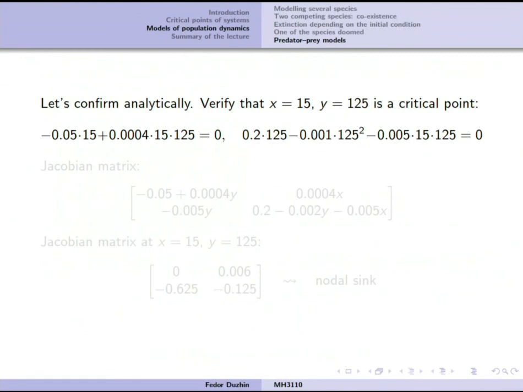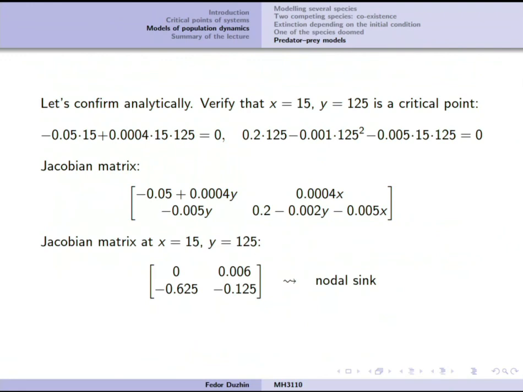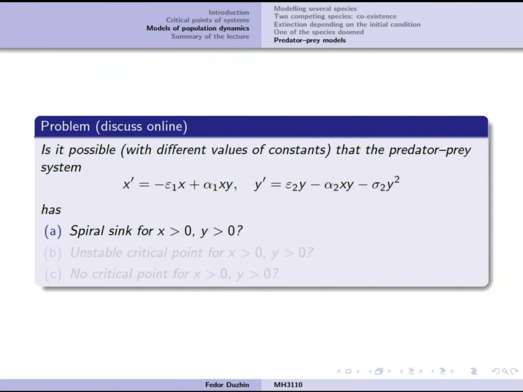We can calculate the Jacobian matrix, and then we can substitute the x and y from the critical point into the Jacobian matrix. And here is the matrix. I'm skipping the details, but I think you can recover them. So you can take the determinant, calculate the trace, and see that it is a nodal sink. It is not a spiral point. And a little bit of a challenge for you: is it possible that for some other values of constants, the equilibrium point is a spiral sink or an unstable critical point?